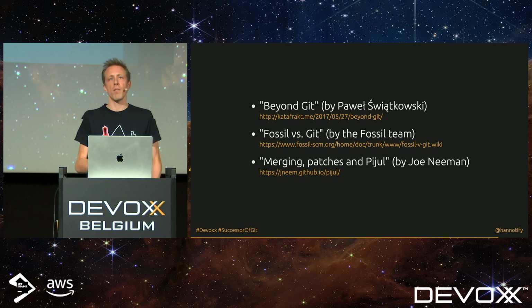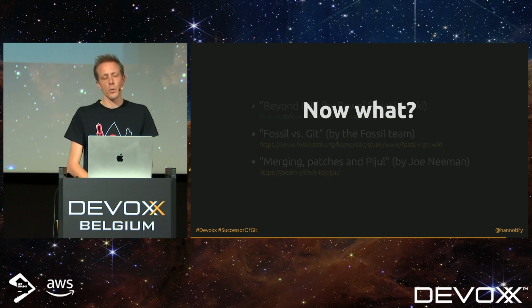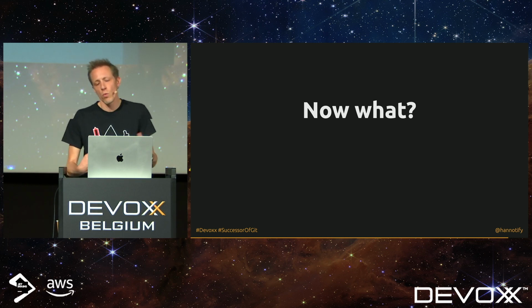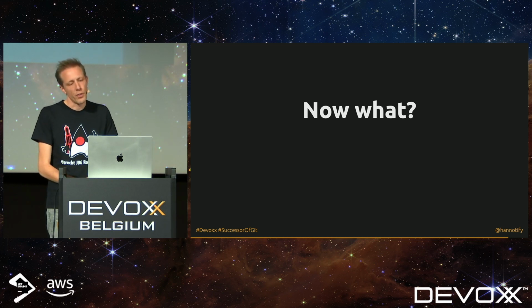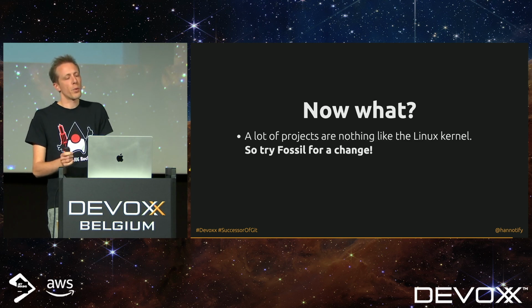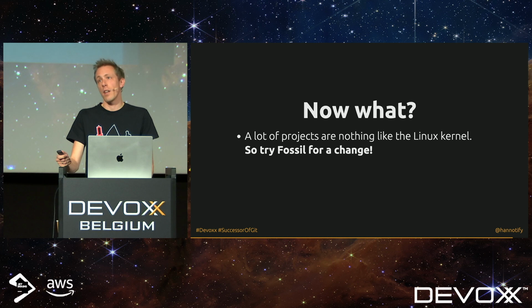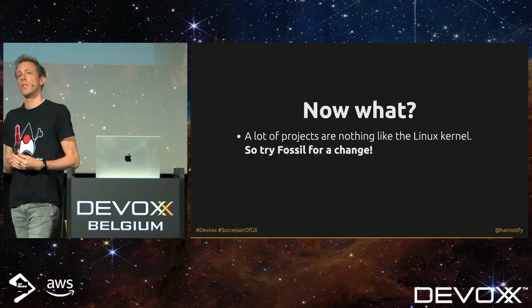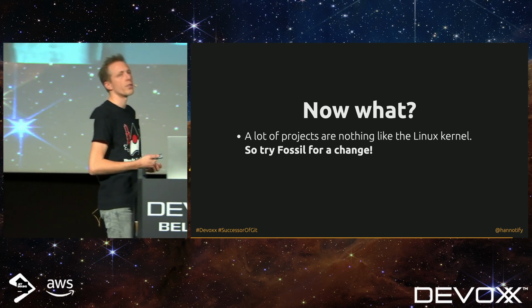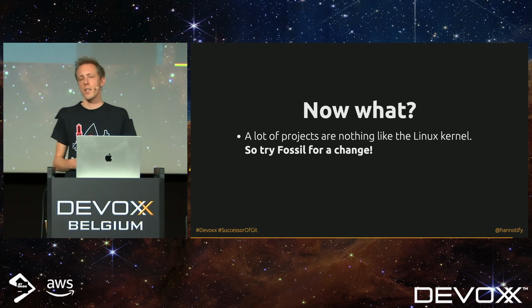The basic question at the end of the talk, I think, is now what? What should I do with this information? Well, one of the things that I learned by doing research, or actually two of the things I learned, is a lot of projects are nothing like the Linux kernel. I think most of the projects I worked on during my working hours were nothing like the Linux kernel. So why don't you try Fossil for a change and see if you like it?